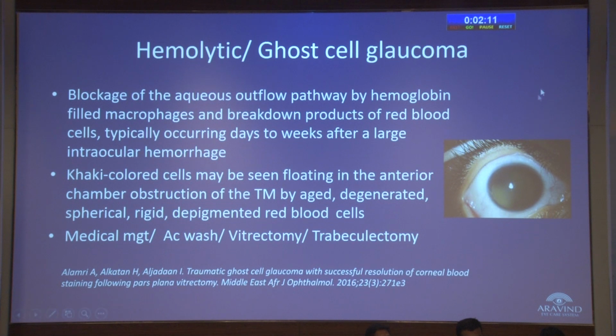So ghost cell glaucoma: ghost cells are nothing but khaki colored cells, which are degenerated, depigmented RBCs, which are going to block the trabecular meshwork. So these patients may be treated either conservatively with medical management or AC wash, and a few patients may need vitrectomy and trabeculectomy also.